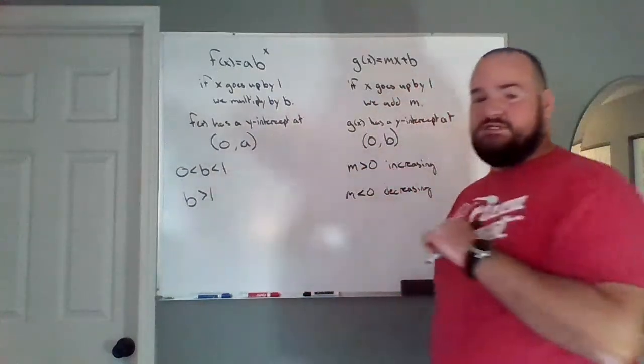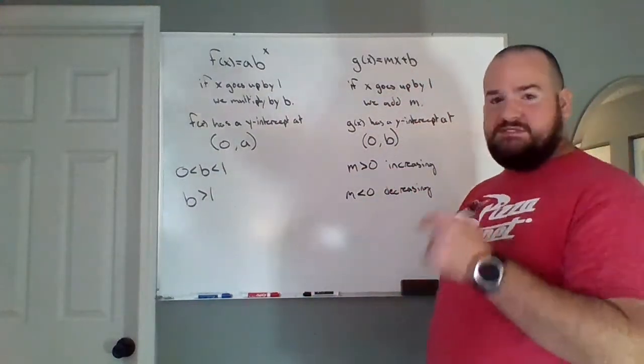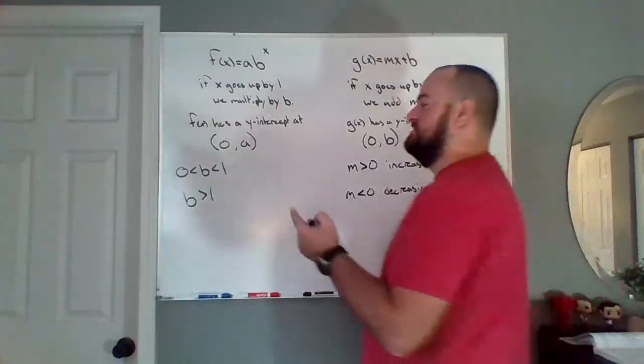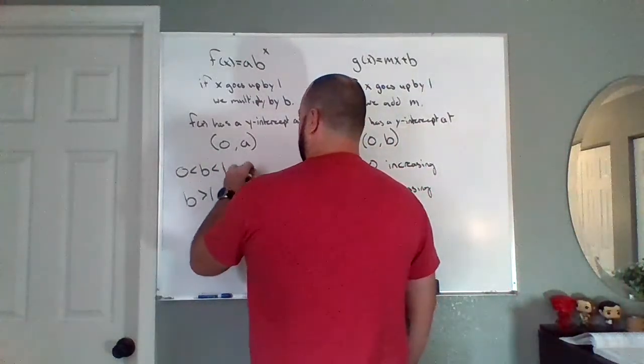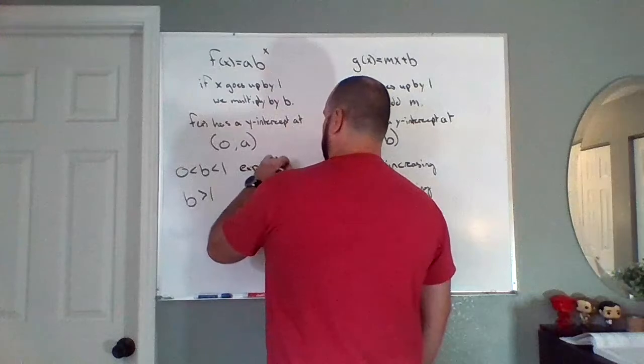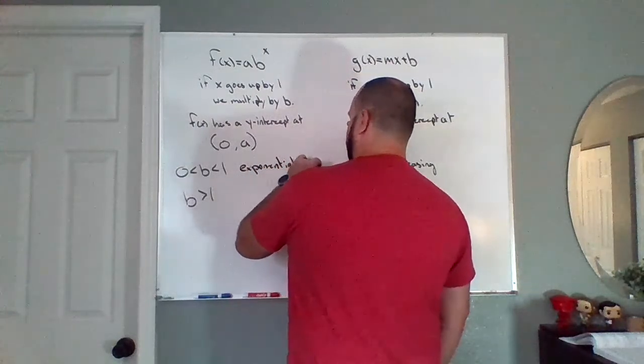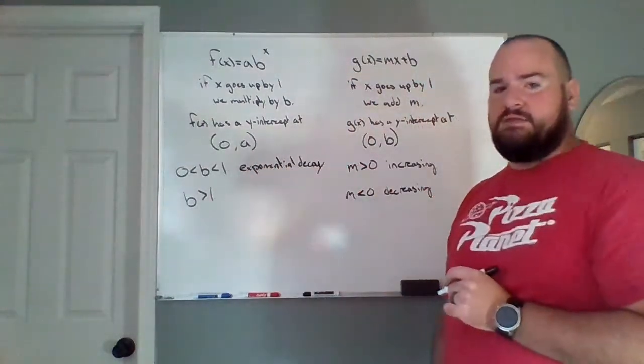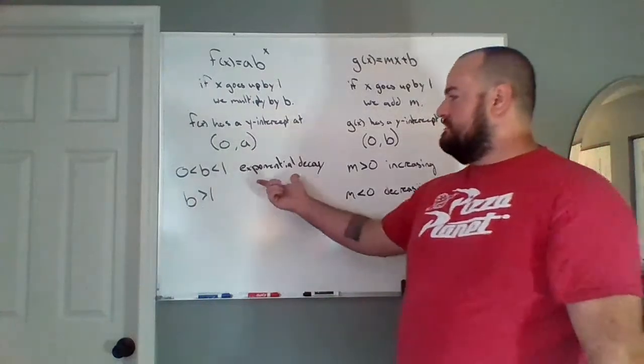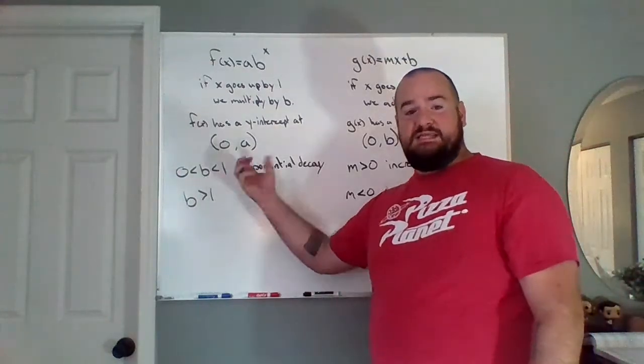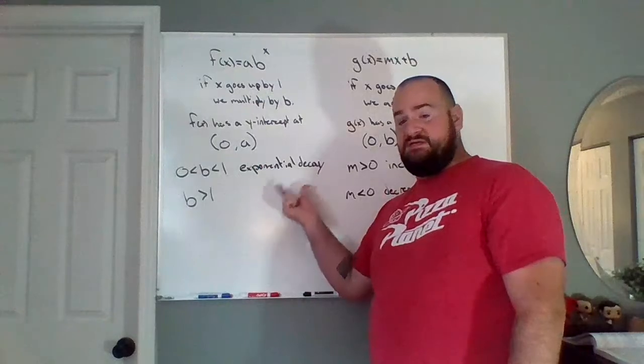our function is decreasing. And the way we talk about decreasing with an exponential function is we say that we have exponential decay. So if b is less than 1, we say that we have exponential decay.